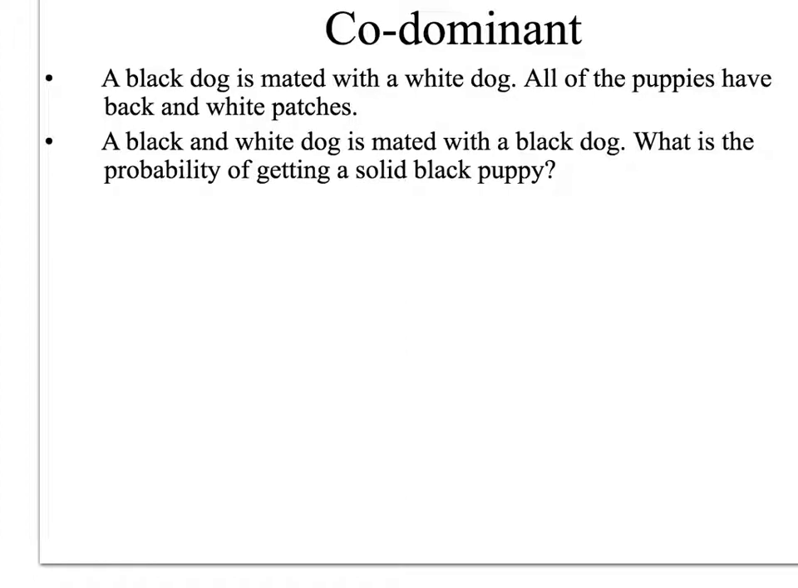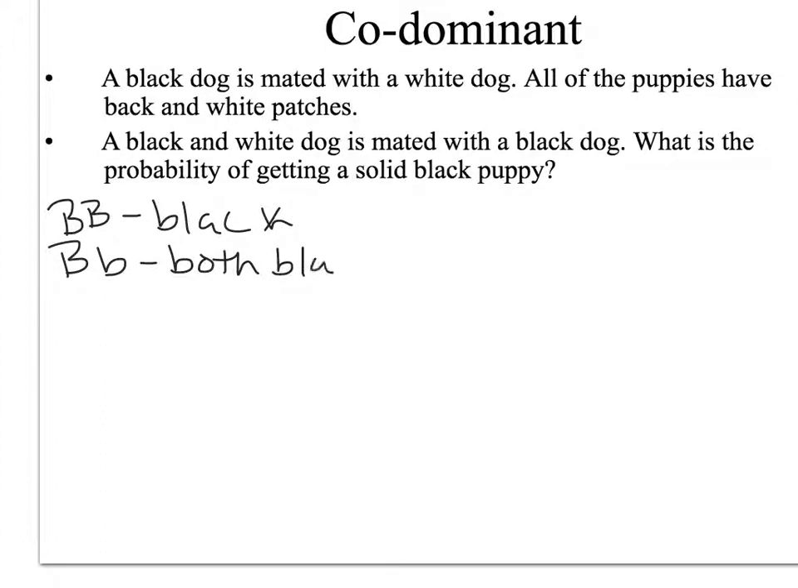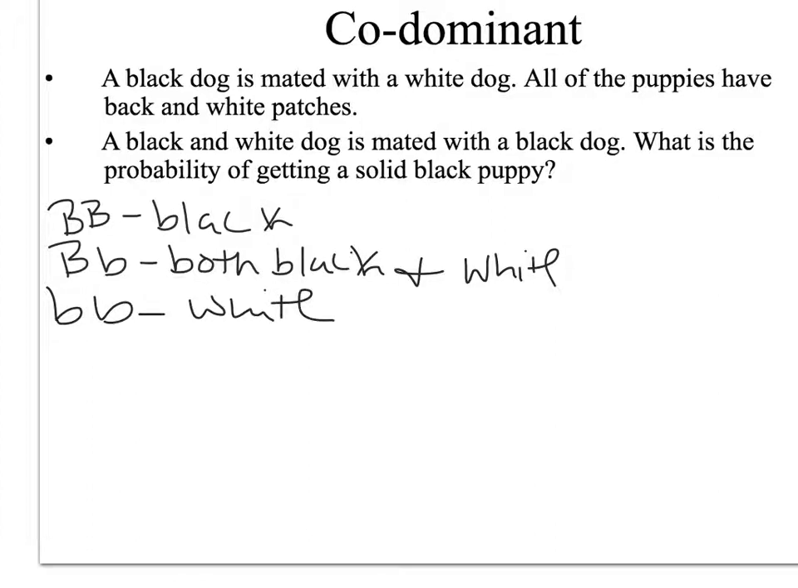For this problem, we're looking at black dogs and white dogs. So big B is going to be a black dog. Our heterozygote, big B, little b, is going to show up with both types of spots, black and white. Lastly, our little b is going to be white. So for this problem, we're looking at a black and white dog, so the heterozygote, crossed with a solid black dog. It's going to be big B.